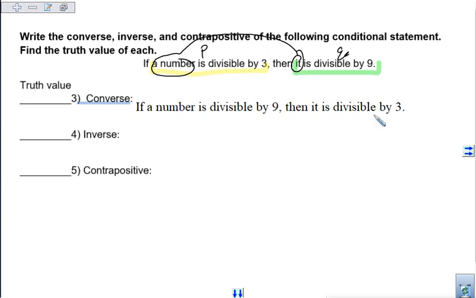What is our truth value? It is true, because if you give me a multiple of 9, 9 is divisible by 3. So anything that is a multiple of 9 is divisible by 3. So our truth value is true.